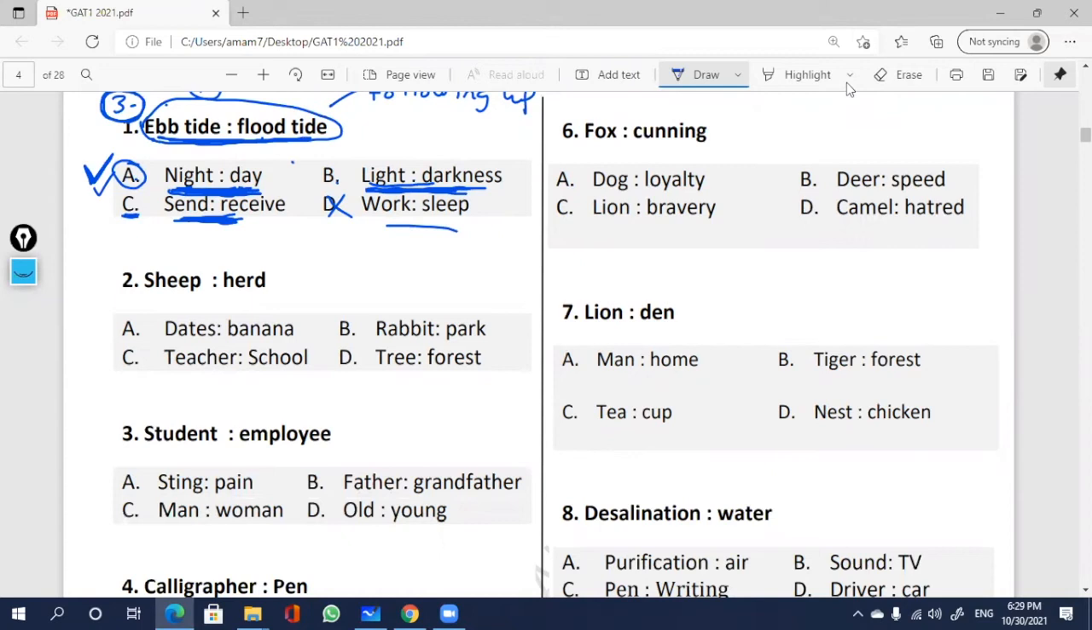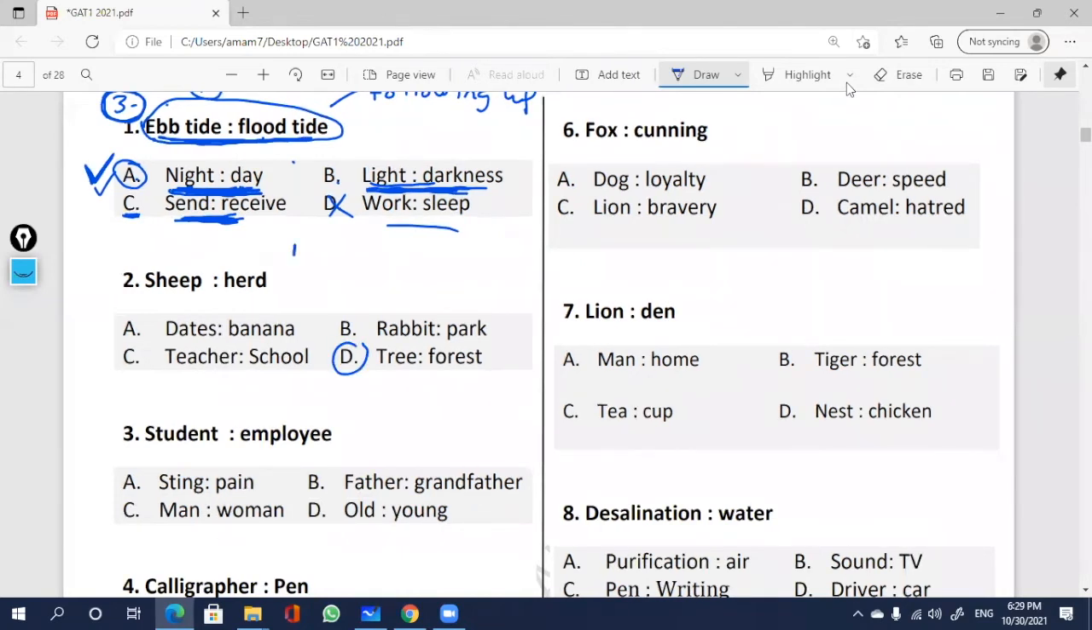Is it D? Yeah, it's D. First, identify the relationship. It's an object and a group. Okay, object, then we have group. This is one object and this is the group. Then you will go to the alternatives.